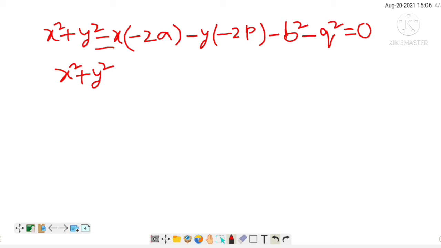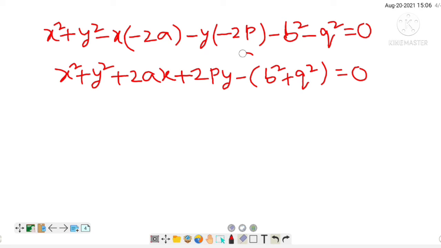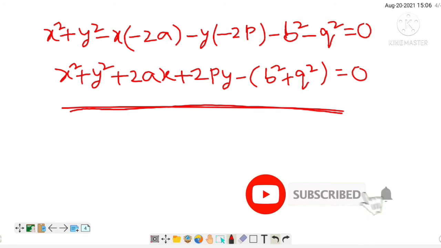So x square plus y square minus x into minus 2a, plus 2ax, minus y into minus 2p, plus 2py. Here take minus common: minus into b square plus q square is equal to 0. So this is the required equation of the circle: x square plus y square plus 2ax plus 2py minus (b square plus q square) is equal to 0.